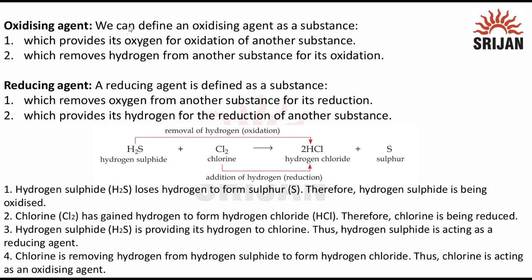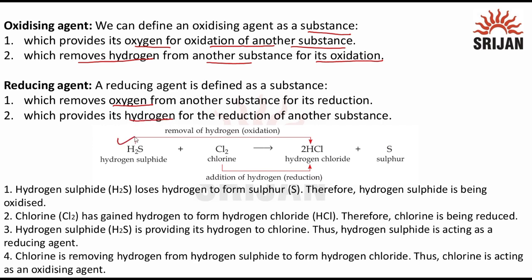We can define an oxidizing agent as a substance which provides its oxygen for the oxidation of another substance, or which removes hydrogen from another substance for its oxidation, right? And reducing agents are those agents which remove oxygen from another substance for their reduction, or which provide hydrogen for the reduction of another substance.